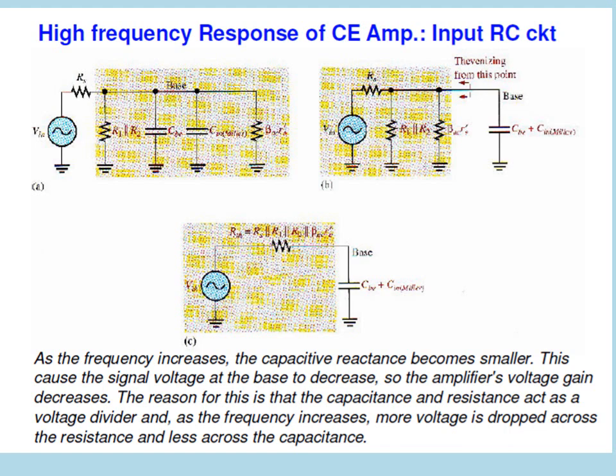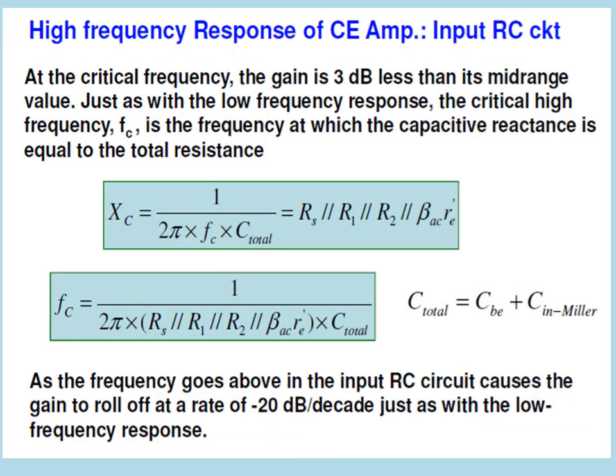When we see the Thevenin's equivalent circuit of it, the resistance part will be Rs parallel R1 parallel R2 parallel beta AC into Re dash, with the capacitance CBE and the Miller capacitance. The Miller capacitance is (1 plus A) into CBC, that is the capacitance offered due to the Miller effect.